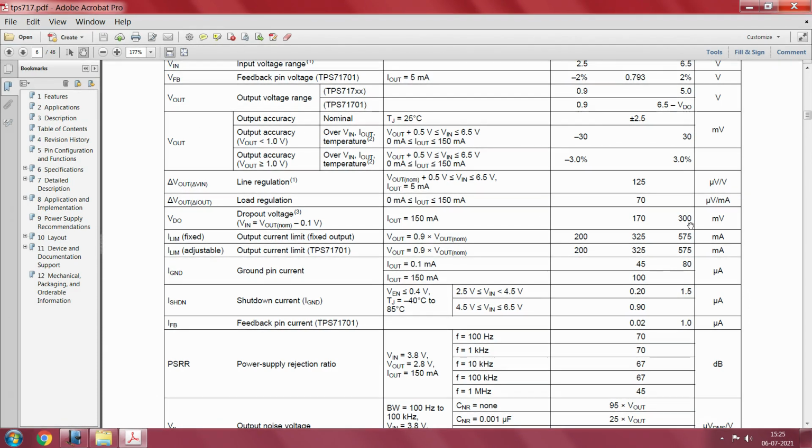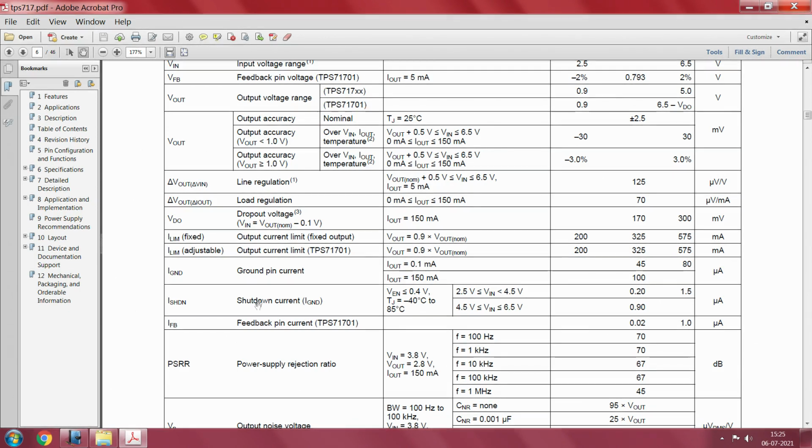You can take I ground for instance, okay. The ground current actually depends on the current you draw at the output. If the output current is almost close to 0, which is I out of 0.1 milliampere, you will get anywhere between 45 to a maximum of 80 microamps of ground current. But if you are drawing the full 150 milliampere, it can go up to 100 microamps, the ground current.